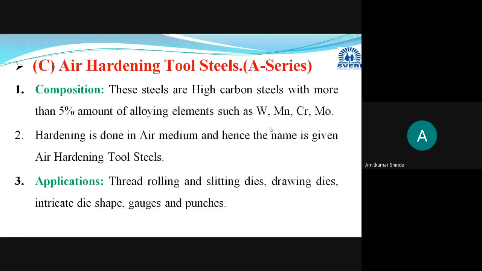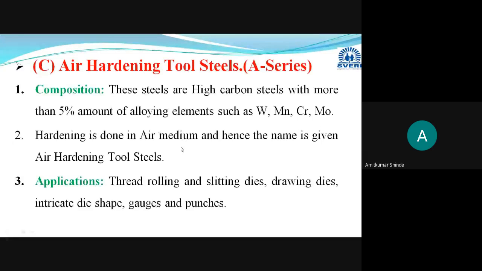For air hardening tool steel, the composition will be high carbon steel, which you have to write as 0.6 to 2% or 0.6 to 1.5% carbon, with more than 5% of alloying elements like tungsten, manganese, chromium, molybdenum. In the properties you have to write, they have very high hardness and wear resistance at the lower temperature ranges. And the next point related to hardening, you have to write, hardening is done with the help of air medium.